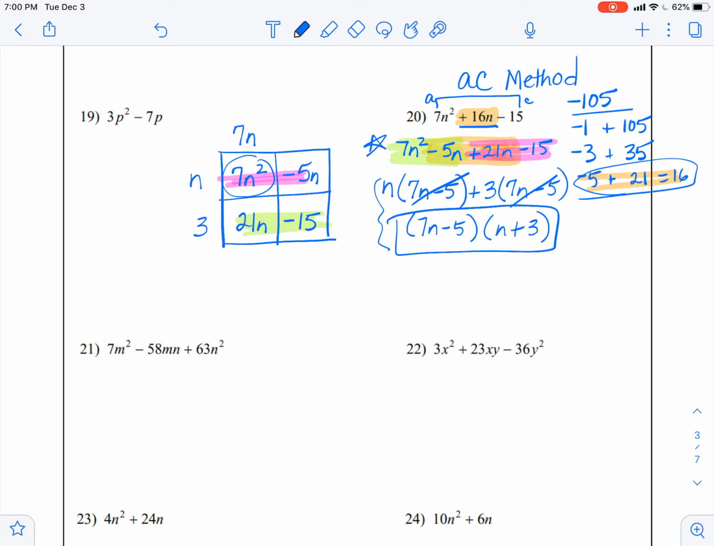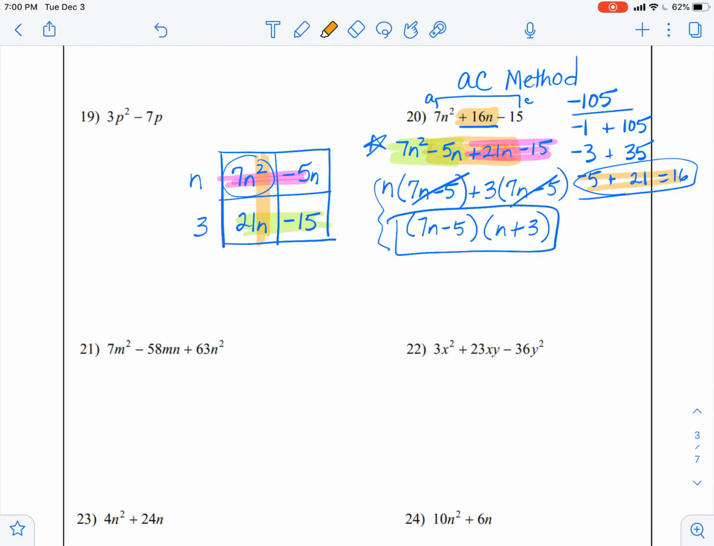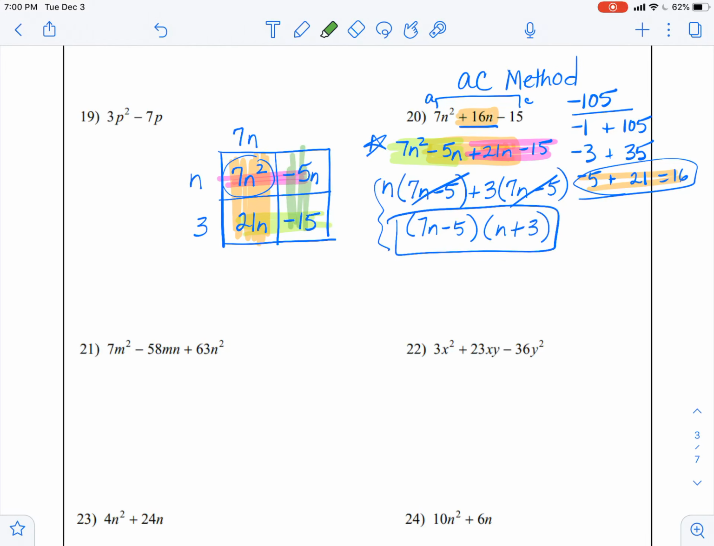The other way to do it is, let me show you the other way. Let me get another color here. Too many colors. The other way is, now I'm going to go this way. I say 7 and 21, what do they have in common? They have a 7. N squared and n, what do they have in common? They have an n in common. And then I'm also going to go this way. Right, so I'm doing all 4 ways. What do these two have in common? They have a -5, because that's all they have in common.